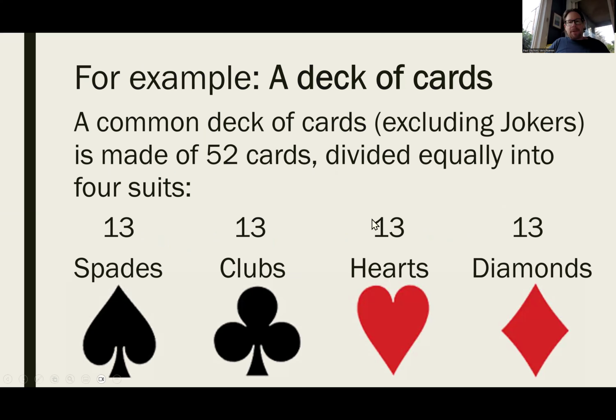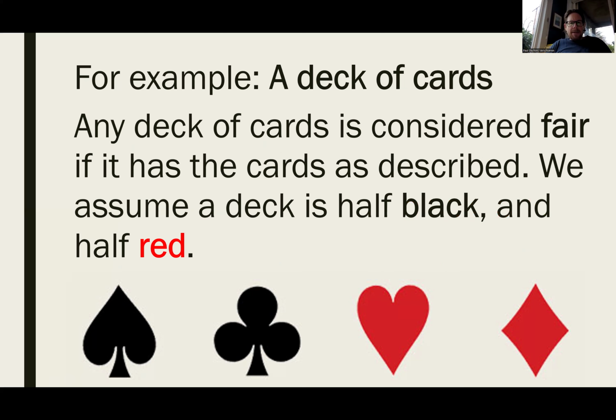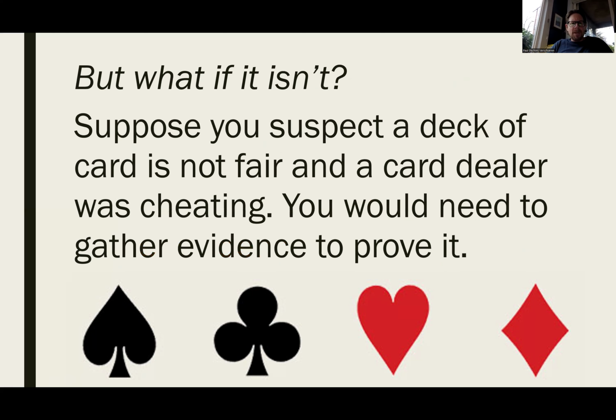So here's an example I'm going to use: a deck of cards is supposed to be half red cards, half black cards. Spades and clubs are black, hearts and diamonds are red. So one way you could study whether a deck of cards was just a standard deck of cards is, well, there should be half red, half black. We'd write that as the population proportion of black cards should be 0.5. The population proportion of red cards should be 0.5. And that would be, if the deck would be fair if it met all the characteristics as described before. But what if it's not?